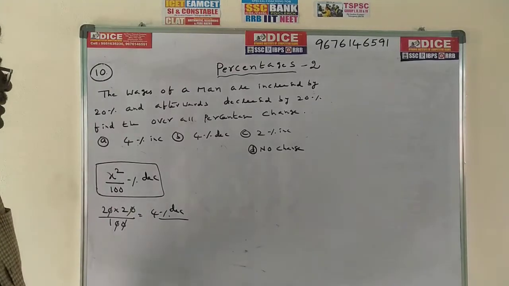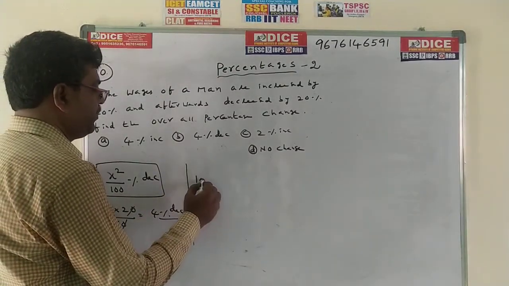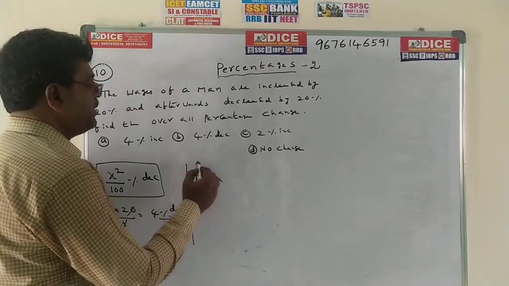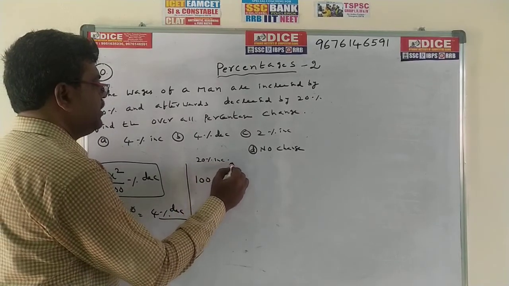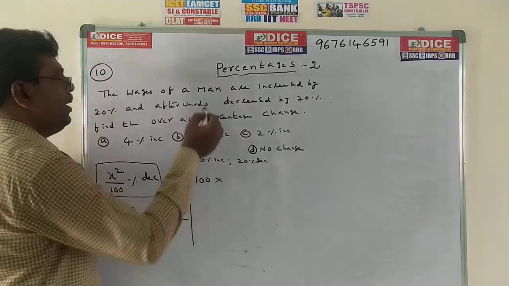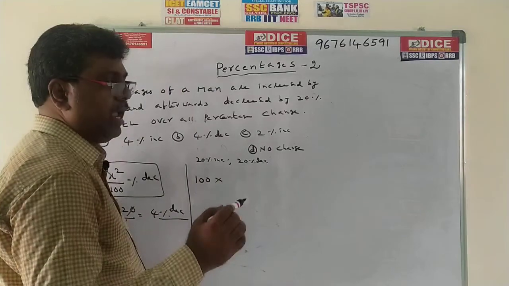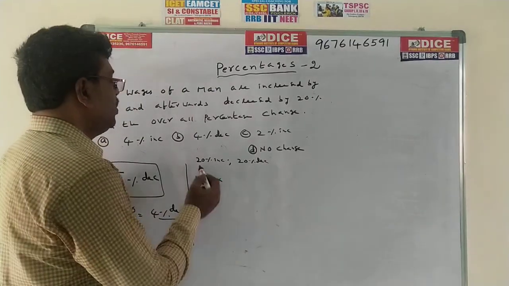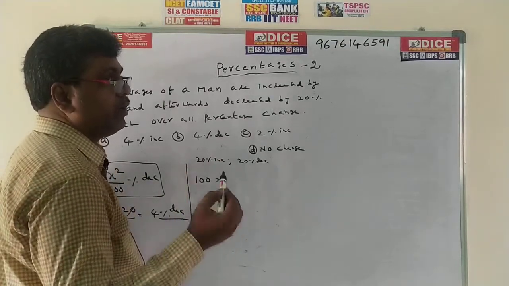The general method is, let us assume the initial value as 100. In the problem, he was given 20% increase and 20% decrease. So 100 into, increase means add to 100, decrease means subtract from 100. So 100 plus 20, increase means 120%.